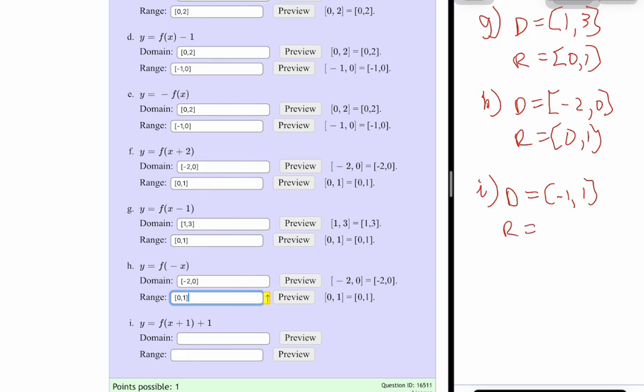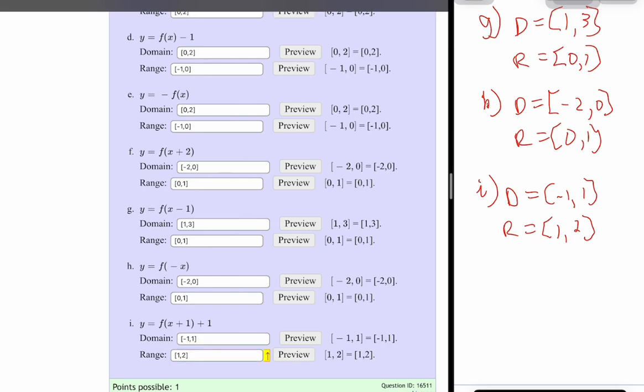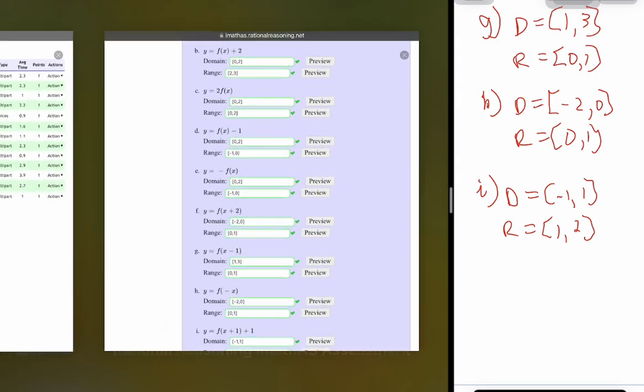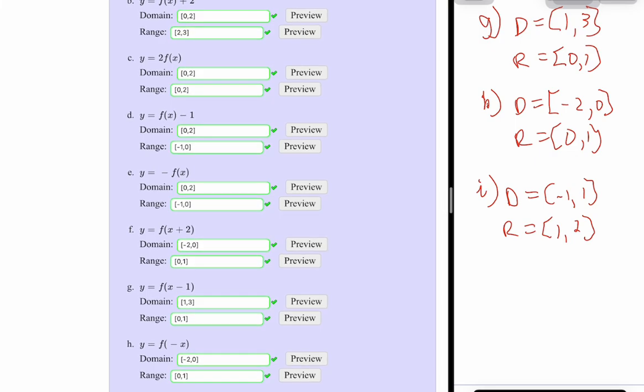Our range has a plus 1. We get to do exactly what we did. We can just add 1 to our range. Our original range was 0 to 1. If you add 1 to both of those, you get 1 to 2. So that is a little bit about domain and range and how those things we talked about change the domain and range of the original.